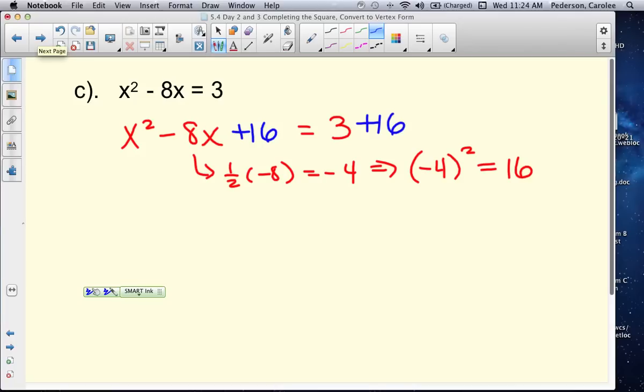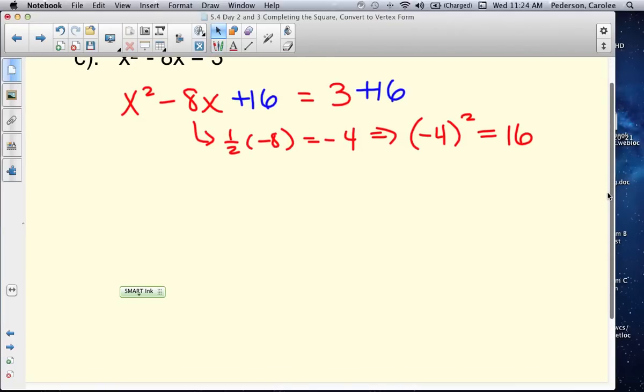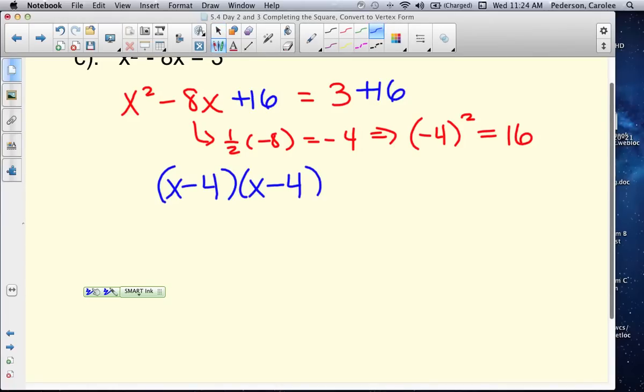Now we can factor that trinomial. What are the factors of 16 that add to negative 8? Well, it's negative 4 and negative 4. So it's x minus 4, x minus 4. What happened again? They're both the same. Now on to the right. 3 plus 16 is 19.